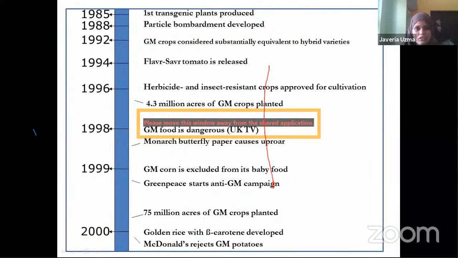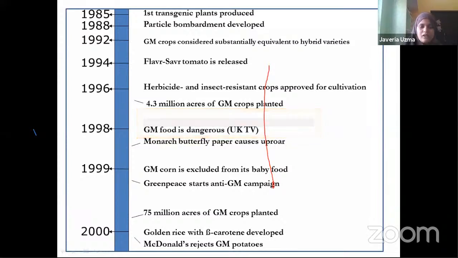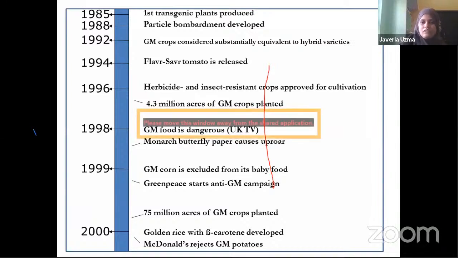So this is the history. The first transgenic plant was produced in 1985. Then in 1988, the direct method of gene introduction, that is the gene gun method, was introduced. Then in 1994, the Flavr Savr tomato was released. Then in 2000, golden rice was released, and now if you see in the market, we have many GM crops, but still the debate is going on whether they are beneficial or risky for human health.